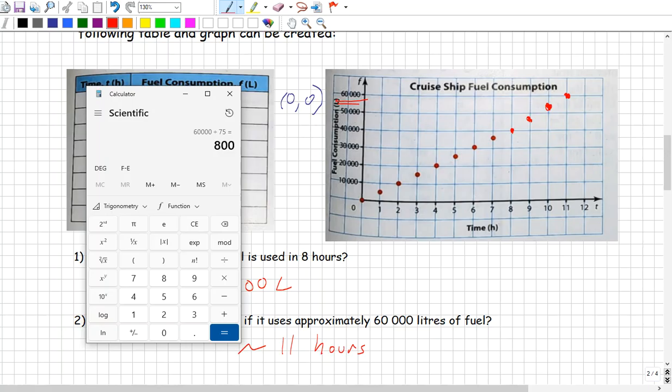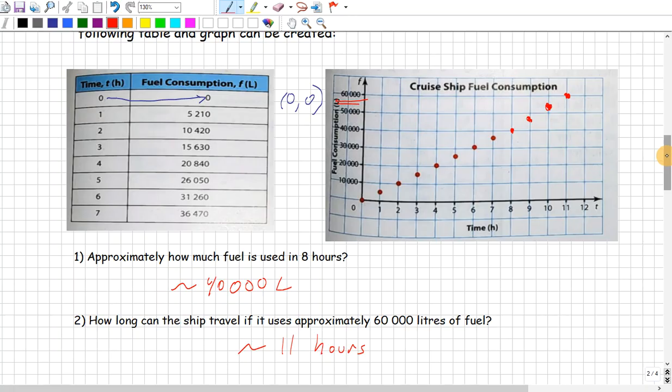So my van, I can fill up 800 times to use up the same amount of fuel that this ship uses in 11 hours. And a full tank of gas in my van will probably last me about a week. So this is a lot of fuel. Cruise ships use an astronomical amount of fuel.